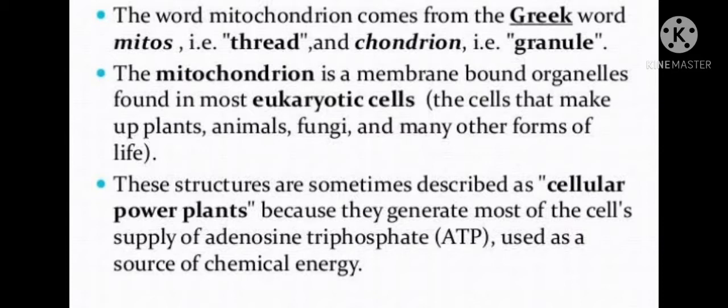Okay, so yes, the name is mitochondria, which are thread-like granules present in eukaryotic cells. These structures are sometimes described as the cellular power plants just because of what? The energy that is produced in the form of ATP molecules, that is adenosine triphosphate.